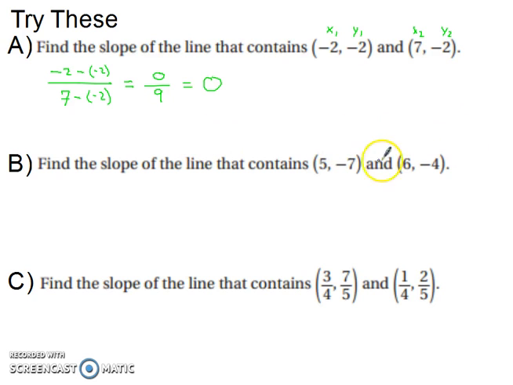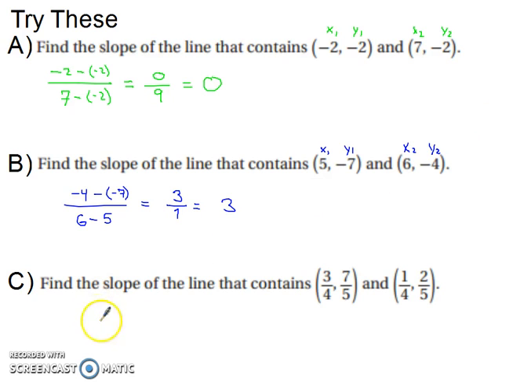Let's try the next one. So we have x1, y1, x2, y2. So we have negative 4 minus negative 7 divided by 6 minus 5. So 6 minus 5 is 1, and we have negative 4 plus 7, which leaves us with 3, so a slope of 3.